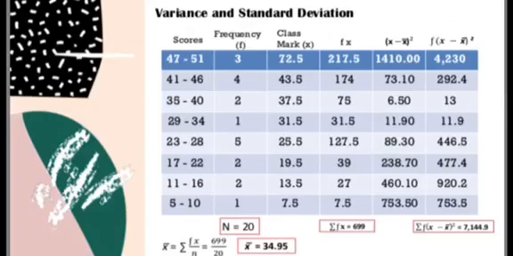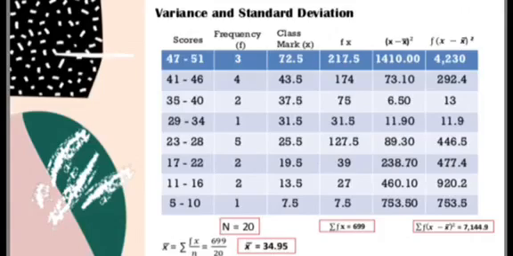Class mark is the midpoint of our class limits. So, ang class limits natin dito ay yung scores natin. So, to get the class mark, yung gitna ng 47 and 51, so, ang gagawin is, i-add nyo ang 47 and 51, then divide it by 2. So, 47 plus 51, divide it by 2 is 49.